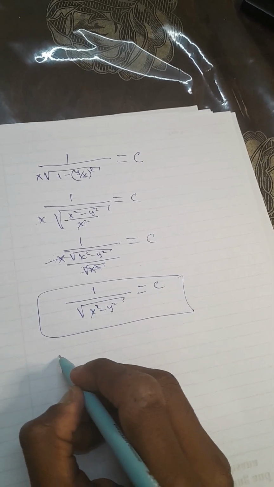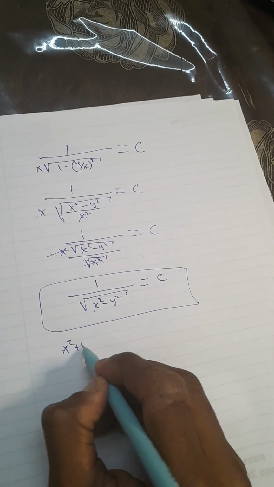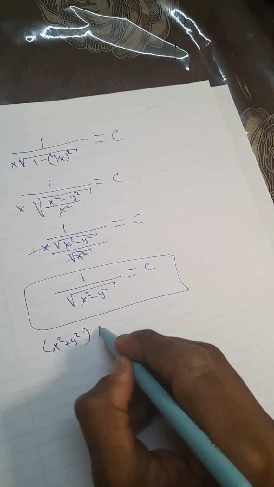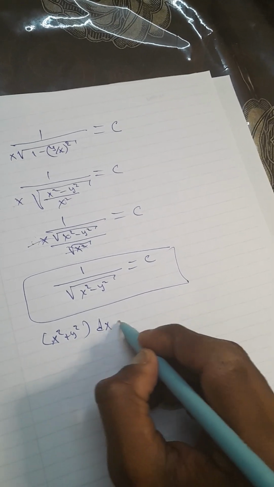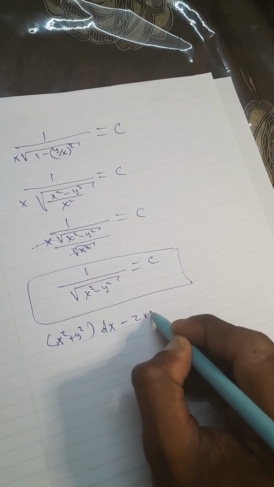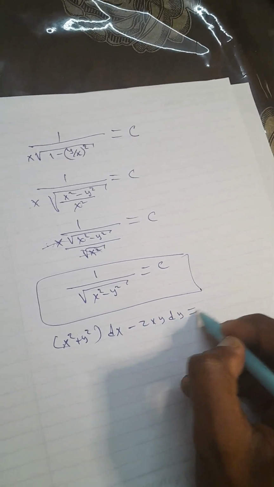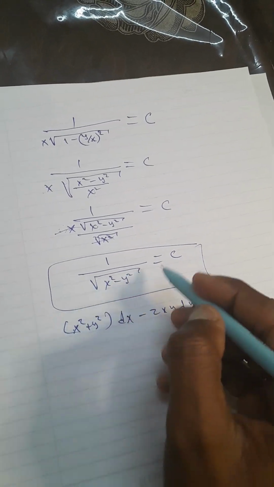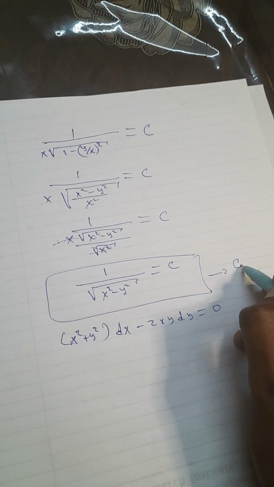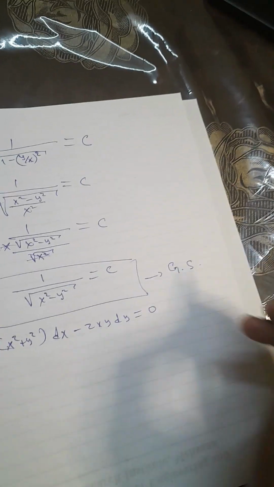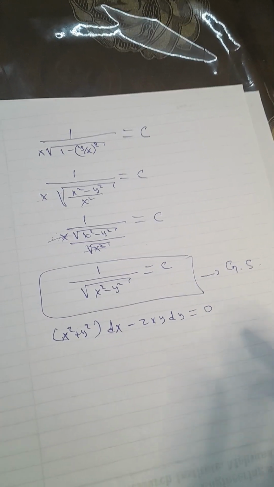The differential equation is x squared plus y squared dx minus 2xy dy equal to 0. So this is the general solution for this case. Okay, general solution. Hope you may enjoy this.